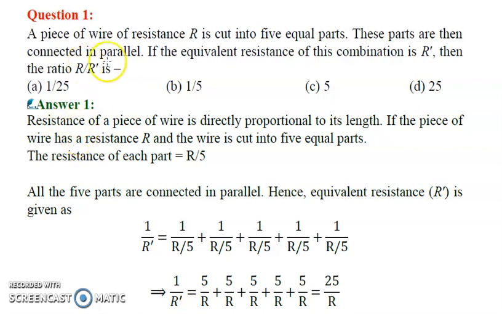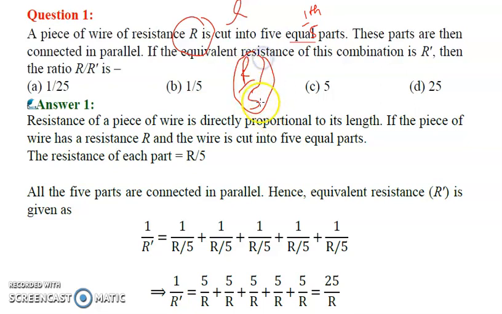So what has been given to us, a wire has a resistance R. So it means the length would be L and resistance is R. It is divided into 5 equal parts. So 5 equal parts would be having resistance 1/5 of the total resistance. It means if the total wire is having resistance R, each part will be having resistance R by 5. I hope you are getting this point.